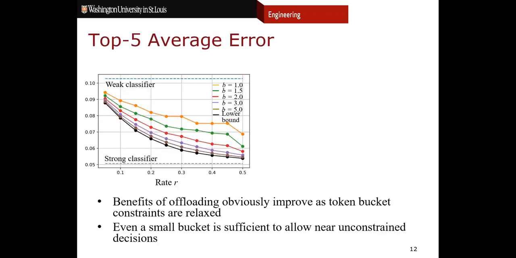All right, so looking at the top 5 error, the y-axis is the final error that you end up with in your system, so lower is better. As expected, the strong classifier gives you better performance, a lower error, than the weak classifier. These are the 2 dotted lines. In between, you have different configurations, where on the x-axis we vary the token rate. Obviously, the higher the token rate, the more images you can offload, and the closer we get to the performance of the strong classifier. The different colors correspond to different bucket depths, and the lower bound corresponds to an infinite bucket depth. The interesting thing is that with a relatively small bucket, 305, you actually get pretty close to that.